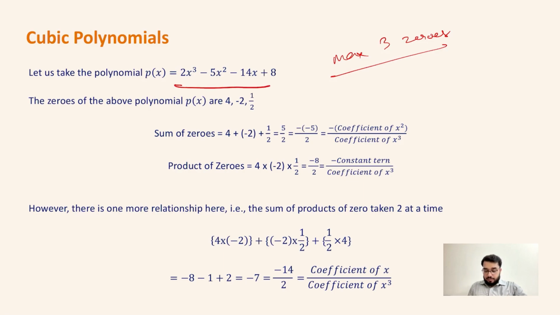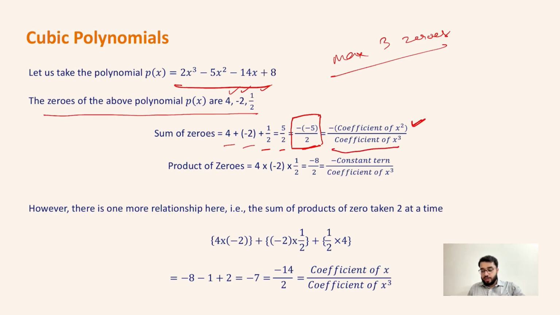So let's take this example: 2x cubed minus 5x squared minus 14x plus 8. In this, the zeros of the above polynomial would come out to be 4, minus 2, and 1 by 2. Now, if we were to do the sum of zeros, 4 plus minus 2 plus half would give us 5 upon 2, which in turn can be written as minus 5 upon 2, which is also minus coefficient of x squared upon coefficient of x cubed.